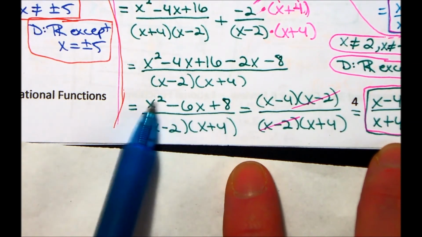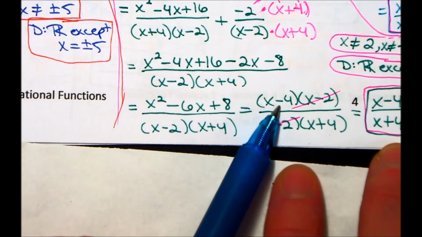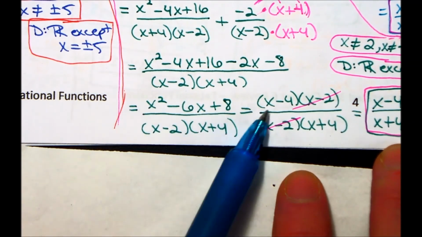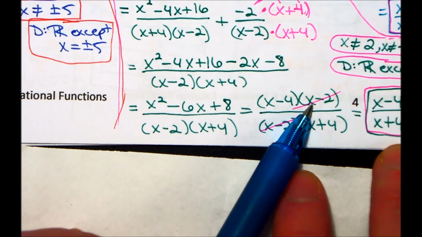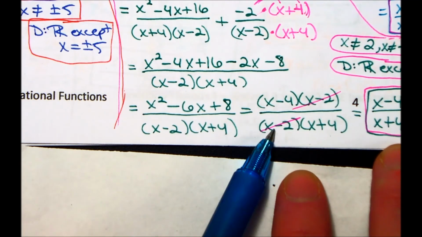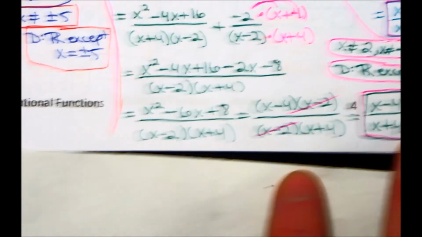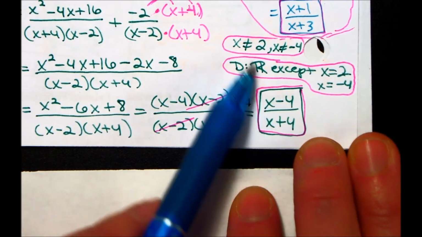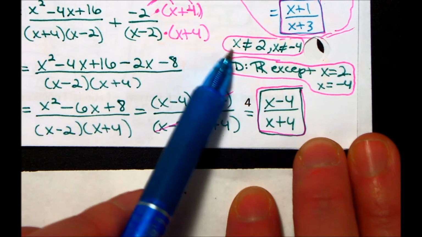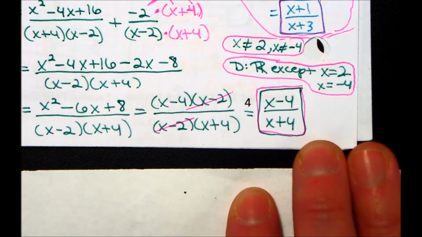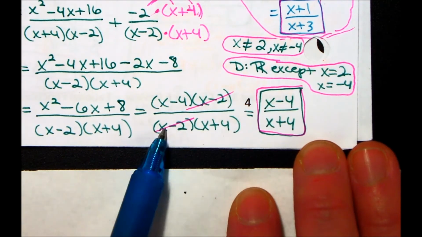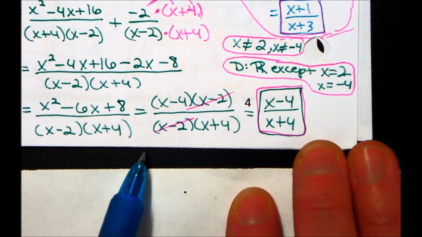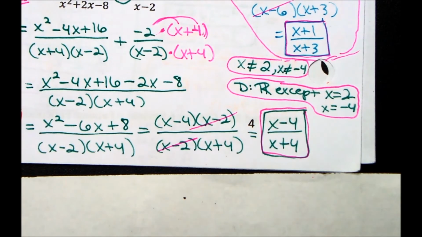Then again, can we factor this? Yes, we can. This numerator now factors into x minus 4 and x minus 2. So the x minus 2's can reduce, and you end up with x minus 4 over x plus 4. That is your simplified answer, and your undefined values or domain, x cannot equal positive 2 or negative 4. And again, those come from the denominator before you cancel anything out. So positive 2 and negative 4 are your undefined values.